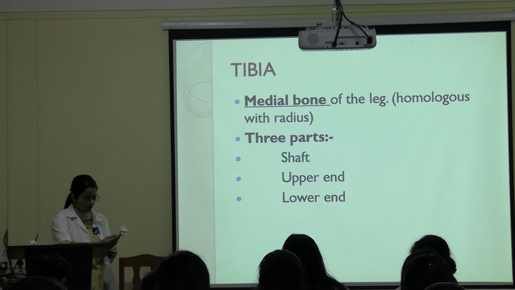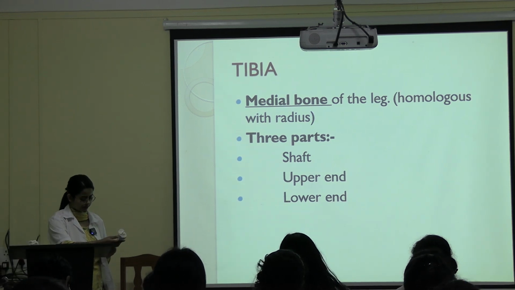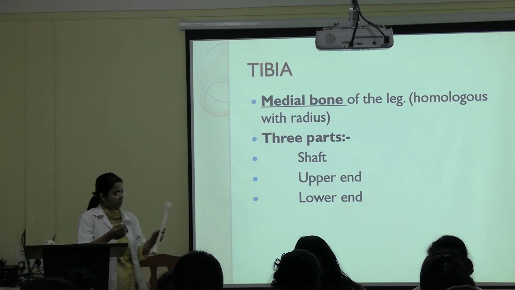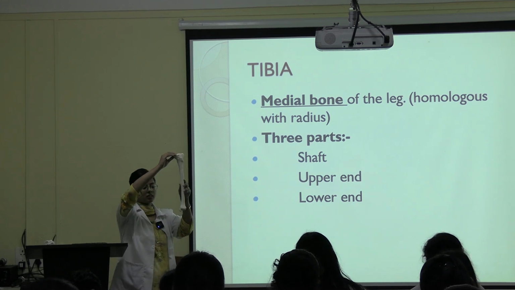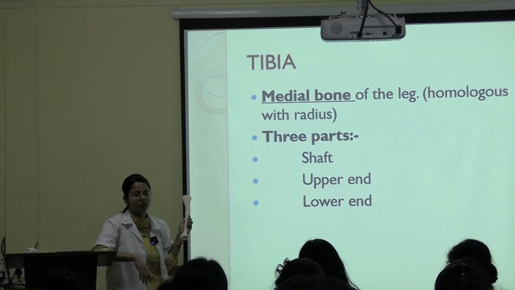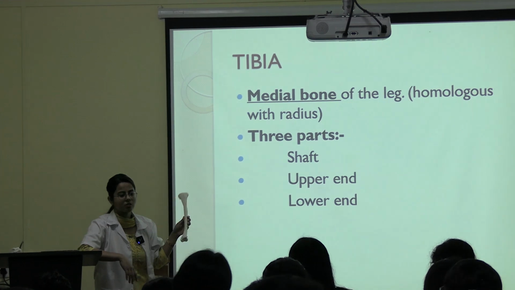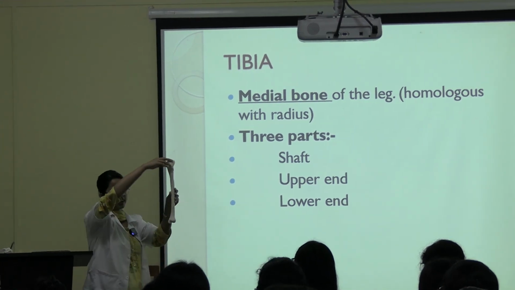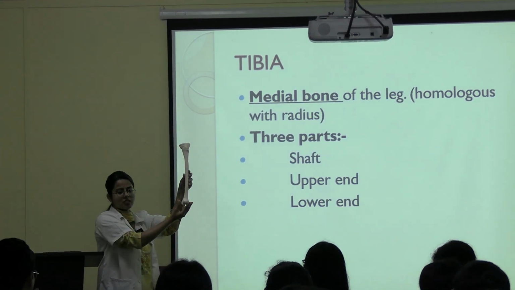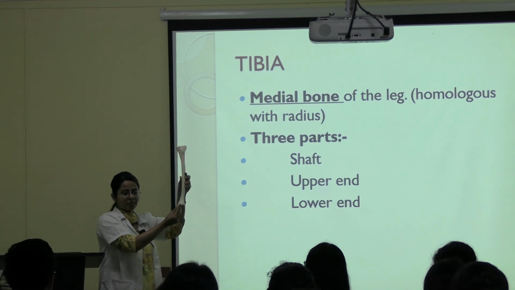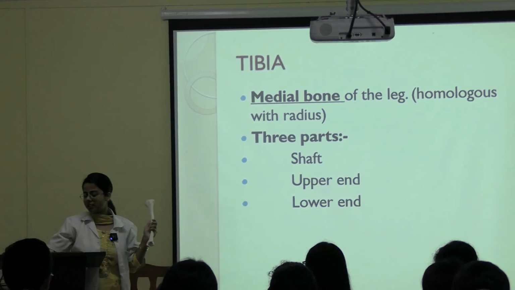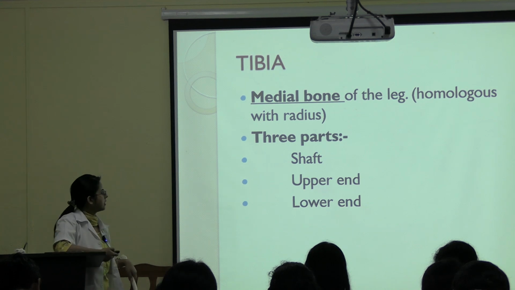Okay, so now it has 3 parts. This first of all see, then you can write. I will show the slides again. First of all see. This is the upper end, this is the shaft, and this is the lower end of the tibia. Clear? Now what are the things you have to remember to determine the side?